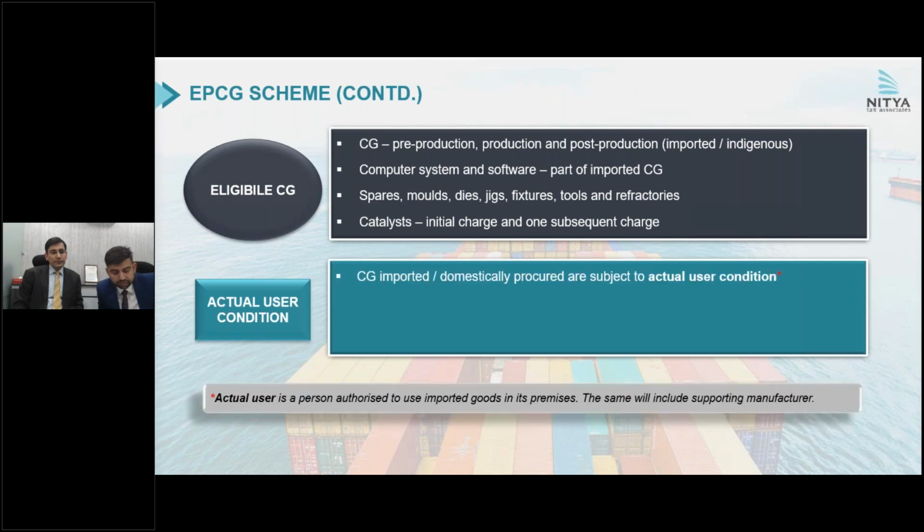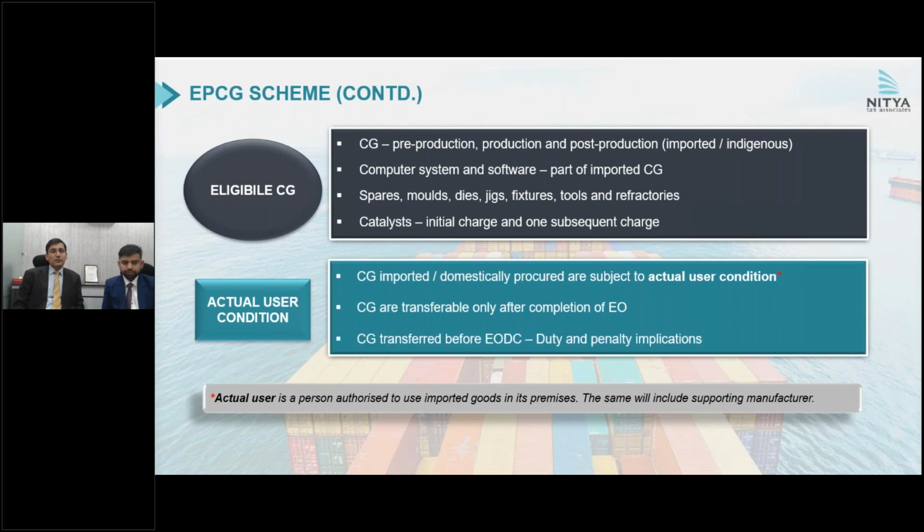The important thing for the importer is the actual user condition. So the person who is importing the capital goods or domestically procuring them is subject to the actual user condition, the meaning of which is that he must use those capital goods for manufacture of goods. Such capital goods are transferable only after completion of EO, which is export obligation. If a manufacturer or service provider transfers them before export obligation, then duty and penalty implications will be there.